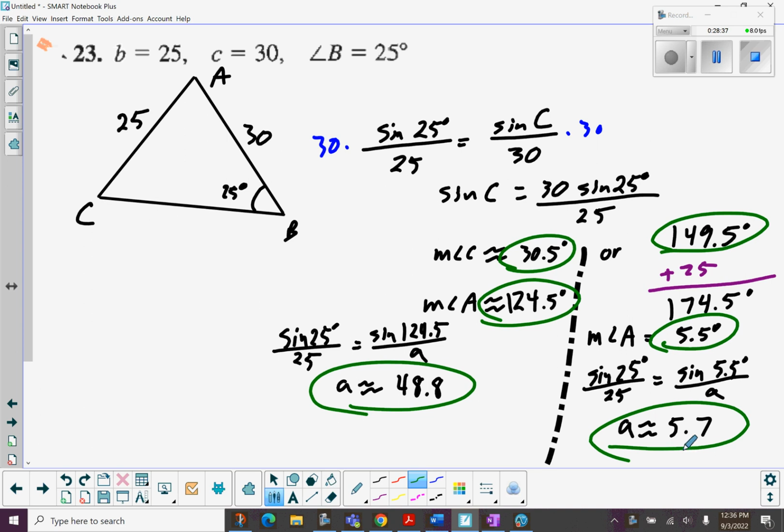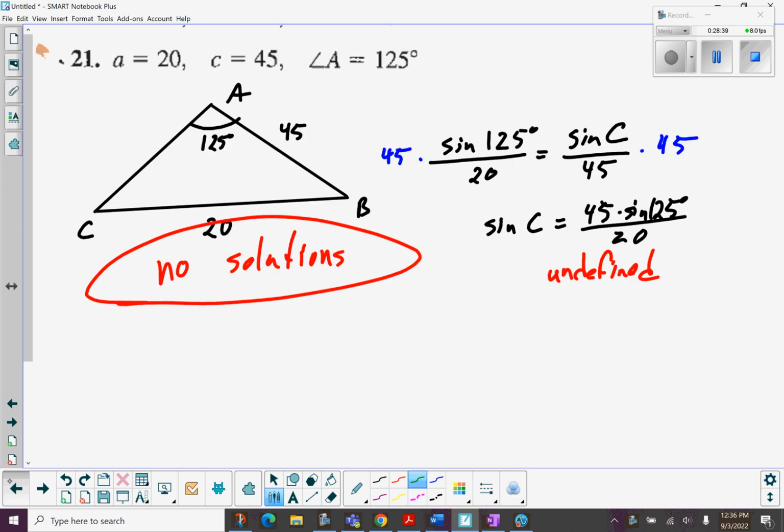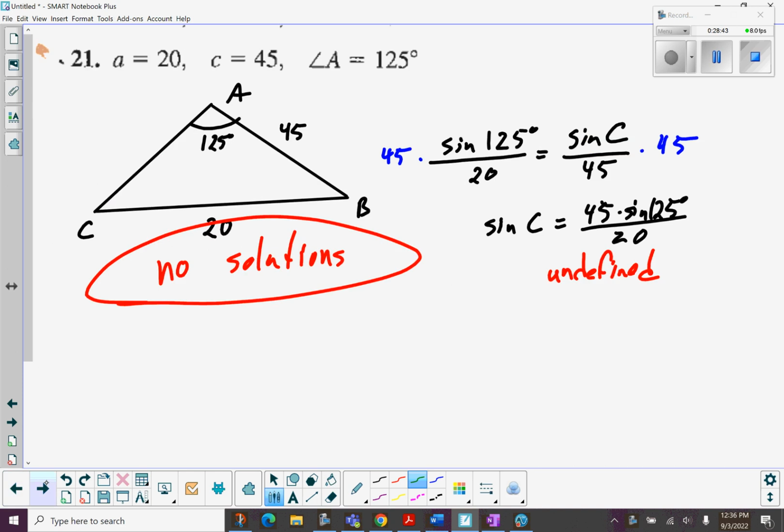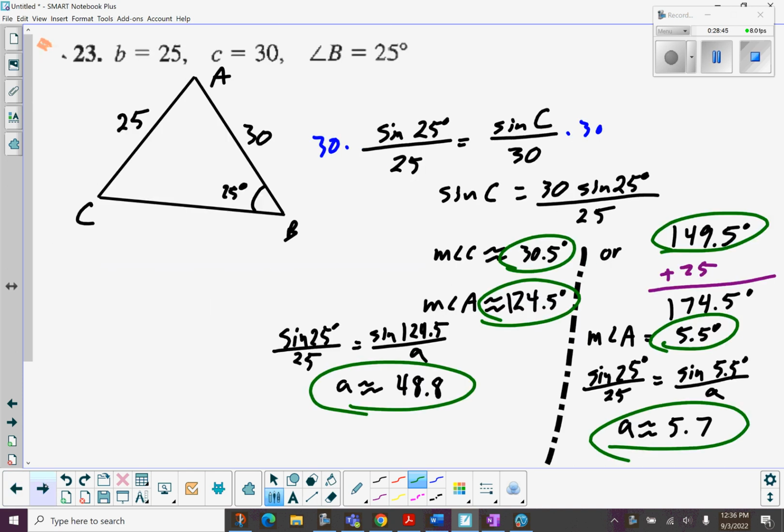So there's the whole set. Here we got one solution. Here we got no solutions. And here we get two sets of solutions. Remember, it says solve the triangle. They're going to give you three measurements. You have to provide the other three measurements. Well, in this case, two possibilities. It's a total of 6 answers.